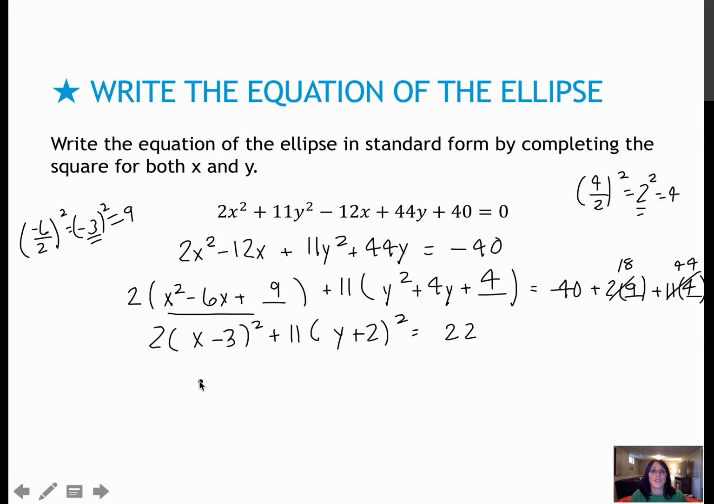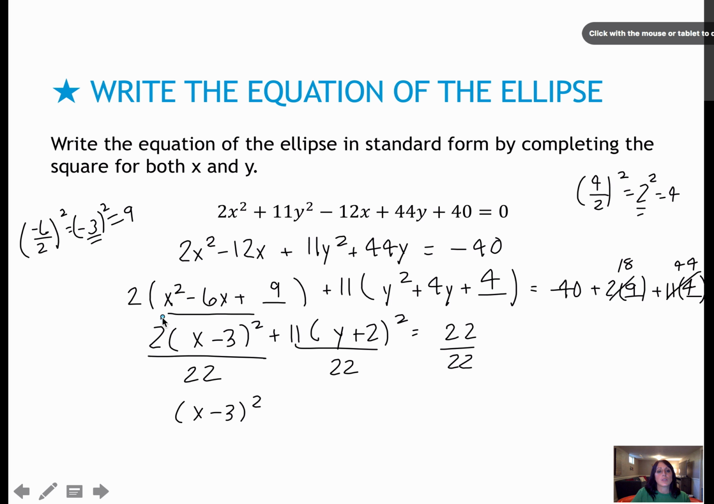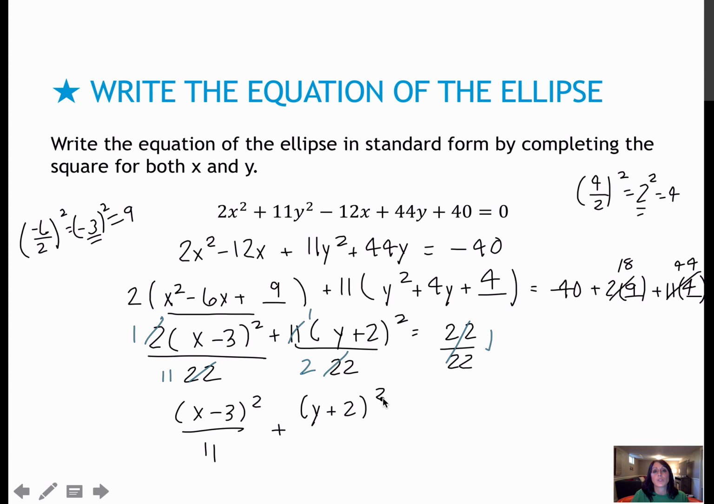In order for me to have this in the correct form, this value needs to be 1. So now everything gets divided by 22. So this gives me x minus 3 quantity squared. Reducing this gives me 1 and 11, 1 and 2, and just 1. So this is over 11 plus y plus 2 quantity squared over 2 equals 1.